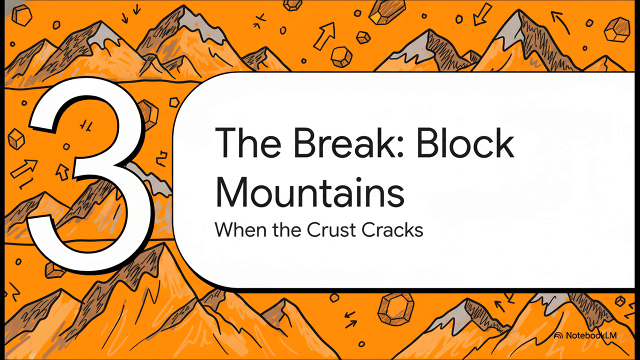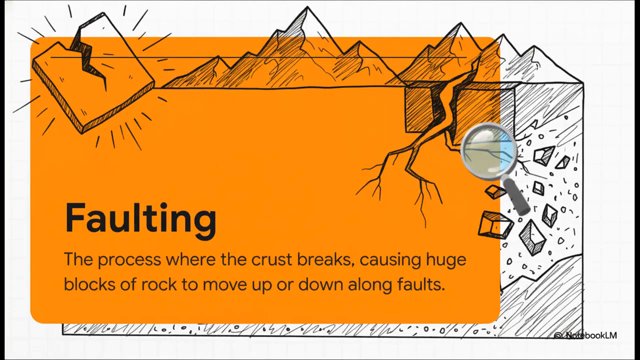All right, so we've seen the crust bend and we've seen it melt. But what if it's too cold or brittle to do either of those things? Well, sometimes when you push on it, it just breaks. This is a process called faulting. So instead of folding up nicely like our carpet, the crust just fractures along these huge cracks, which we call faults. The analogy here is like trying to bend a cold, brittle piece of plastic. It's not going to flex, right? It's just going to snap.